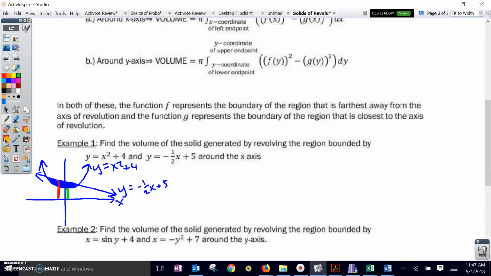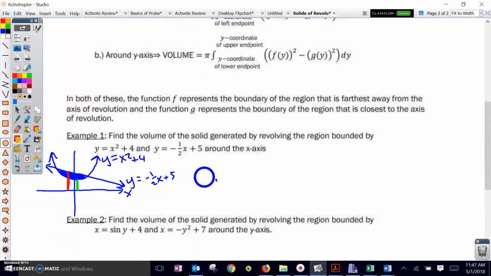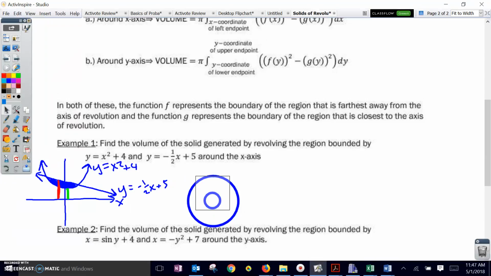And so if you imagine what we're looking at here, we've got a washer-shaped solid where the inner radius is going to be the distance from the axis up to the curve y equals x squared plus 4. So that distance right there is going to be x squared plus 4. And the distance from the center to the outer boundary is going to be negative 1/2 x plus 5.